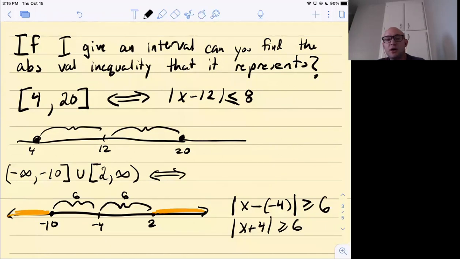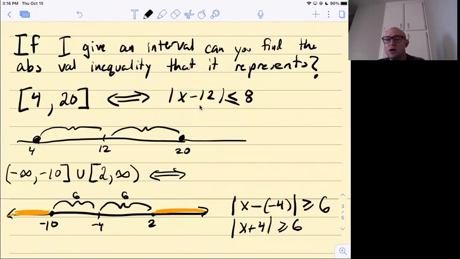Are there any questions on any of these examples? Oh, it's just +4 because I just changed the minus to a plus. That's all. Is that okay? Any questions on any of these?